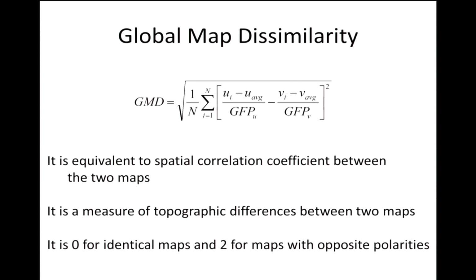If you compute this, the way it is defined, it would be 0 if the two scalp maps are identical. And if the two maps are opposite, meaning for condition 1 one map shows positive and for condition 2 the same electrode shows negative, so it's just a mirror image, then this value would be 2. So 0 is for identical maps and 2 is for opposite polarities. This can be useful if you are interested in finding the topographic differences between two maps.